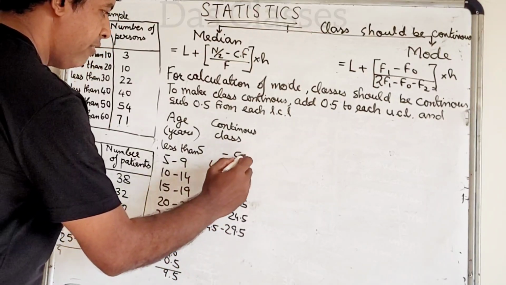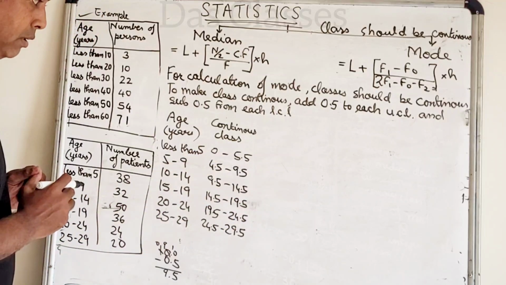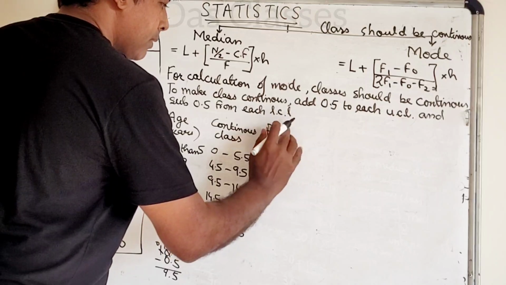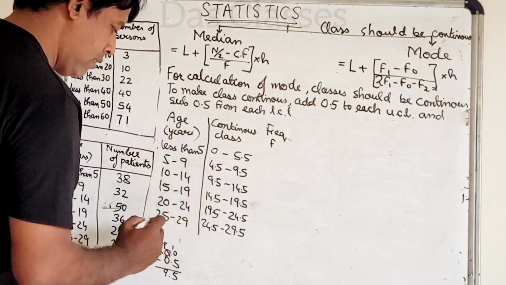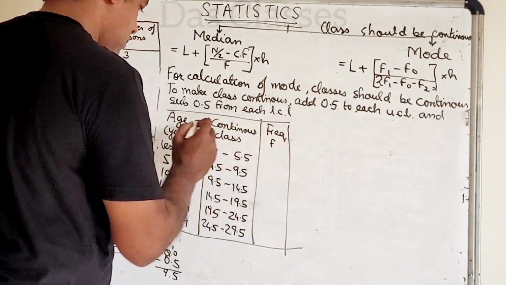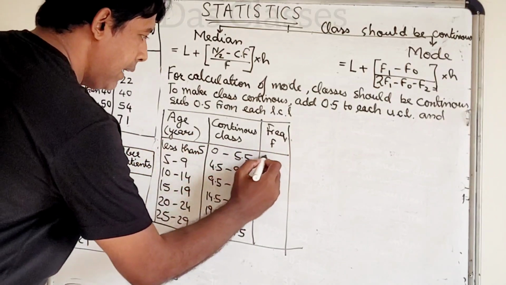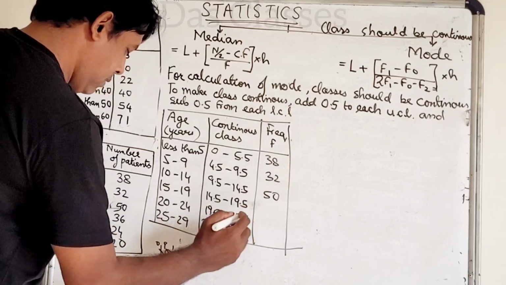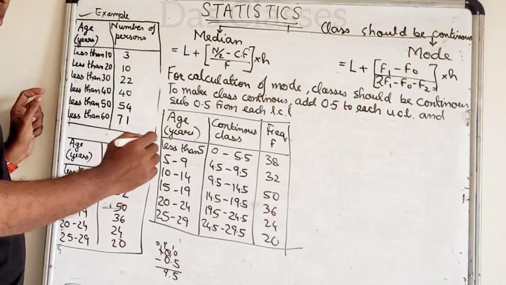The first one should be 5.5, and this you can just write as 0. Here you don't need to write in that form, and the frequencies are going to be frequency. I'm writing it in short as f, you write it in full. So don't forget to draw the tables properly. Frequencies are 38, 32, 50, 36, 24, and 20.